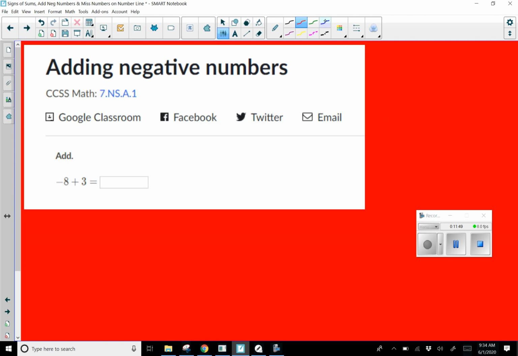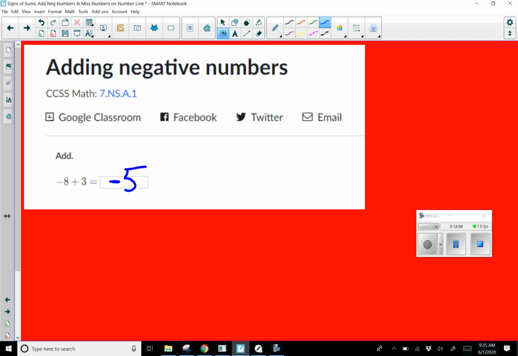Okay, let's try the next one. I've got negative 8 plus 3. Those are different signs. One is negative and one is positive. Our rule says different signs we subtract. 8 minus 3 is 5. And clearly we have more negatives than positives, so my answer would be a negative 5.